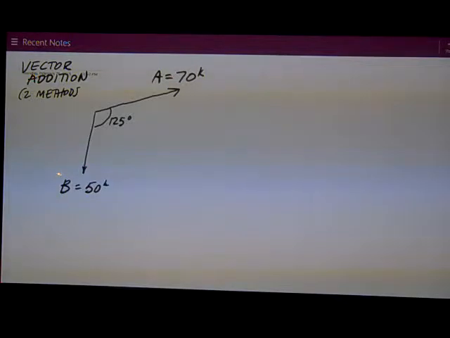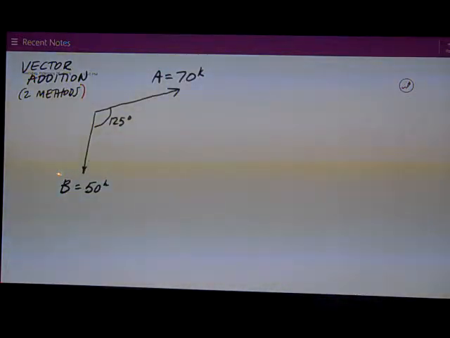Got a vector addition problem, and I'm going to solve it by two methods. The case I want to show here is two vectors that are more than 90 degrees apart. I've got some other videos that show less than 90 degrees, and this case has a couple of characteristics that are really good to know when you're combining vectors that are more than 90 degrees apart.